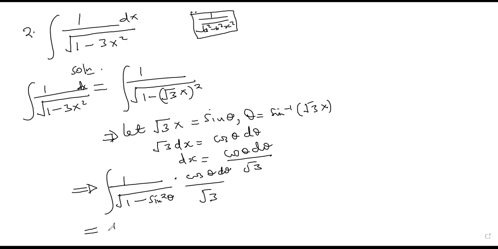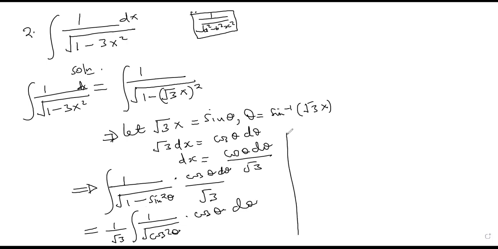So this is 1 over root 3, then the integral of 1 over root of cos squared theta times cos theta d theta. So really this is the same as 1 over root 3, then the integral of 1 over, this is of course cos theta. So it will cancel with that and I'll remain with just d theta.